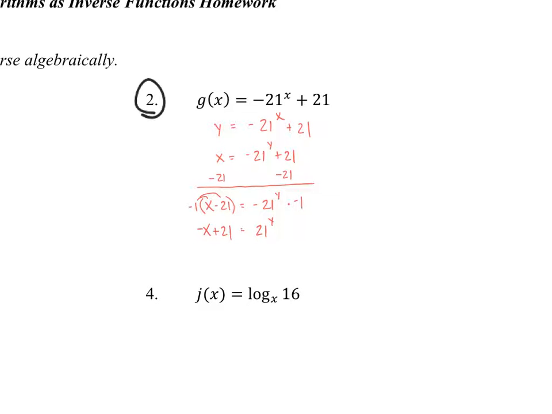And now I can finally get that 21 out of there by using a logarithm. So I'm going to have log base 21 of negative x plus 21, and I'm going to say that it's g inverse of x, not y. Remember, y is just something we use to help us get to the final answer.